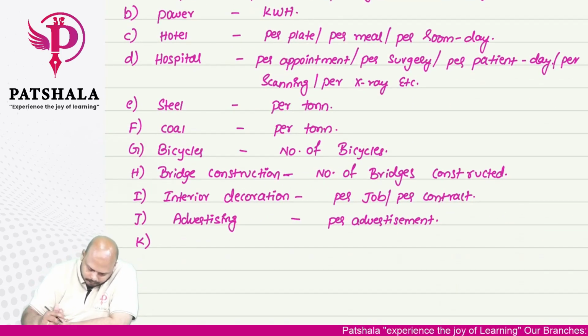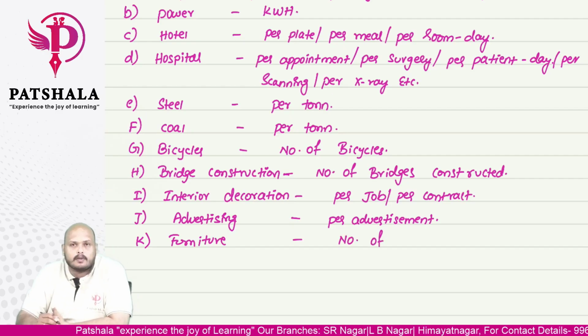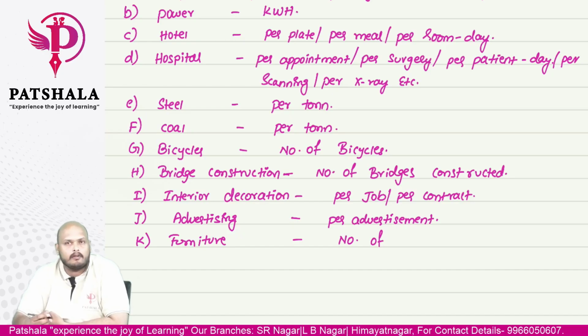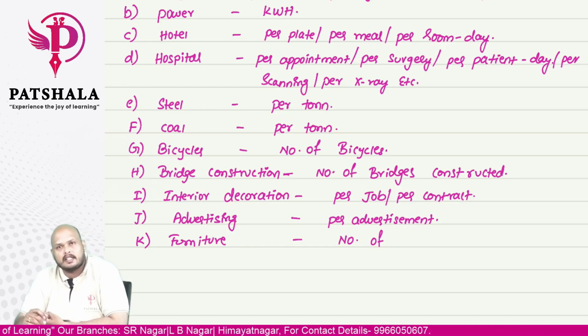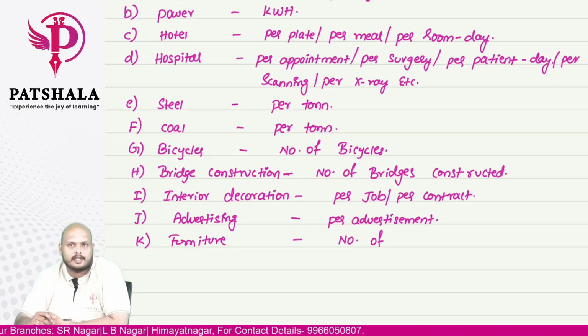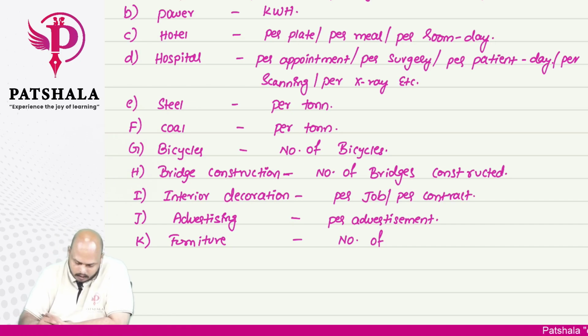Furniture. The unit of cost measurement which we will use for the furniture is number of furnitures. If you are going to a furniture shop to purchase a bed, number of beds. If you are going to purchase a sofa, number of sofas. If you are purchasing a birva, number of birvas. If you are purchasing an almara, number of almaras. If you are purchasing a study table, number of study tables. If you are purchasing chairs, number of chairs. So depending upon the number of furnitures you are purchasing, they will charge.